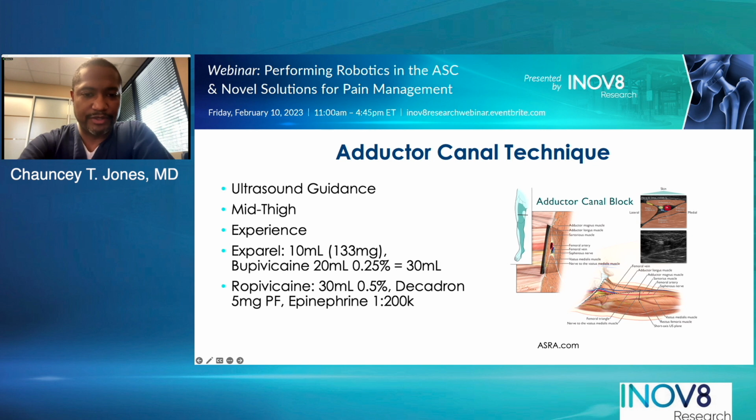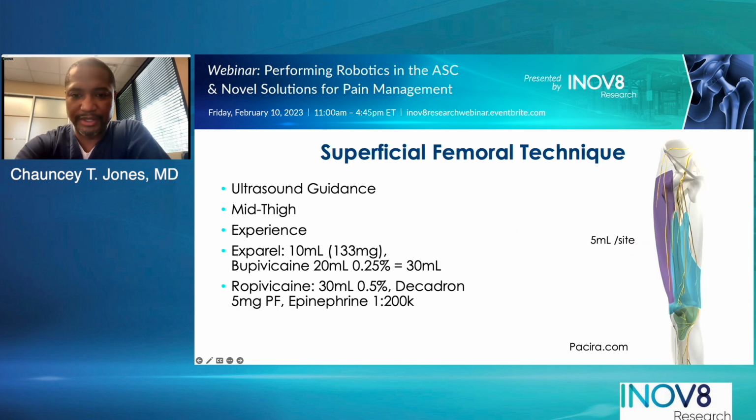If you happen to be at a facility that does not have Exparel at your disposal, then we will consider or recommend 30 mLs of 0.5% ropivacaine with Decadron and epinephrine to extend the length of that block as much as possible. We're in the mid-thigh. At the mid-thigh site is the highest likelihood of maximizing the most sensory distribution and minimizing the potential motor component of the quadriceps.